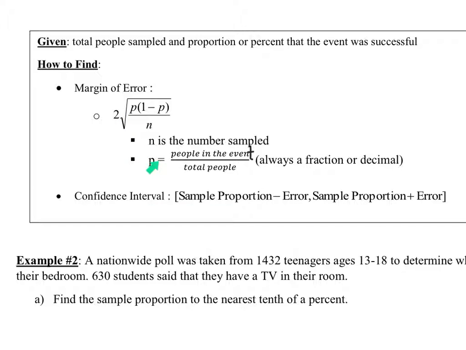P is the people in the event divided by the total people. So that's always a fraction or a decimal. Often they give it to you as a percent, and you have to change it to a decimal. N is the total number of people sampled. And then we just have this awesome little formula that you have to use. After we've done that, that is the margin of error.